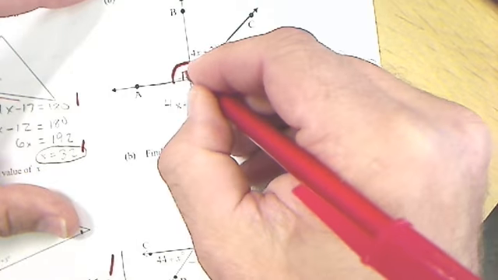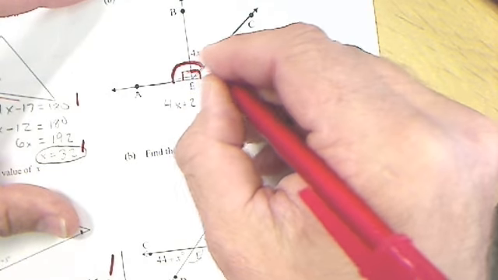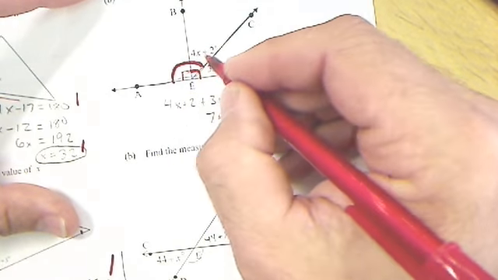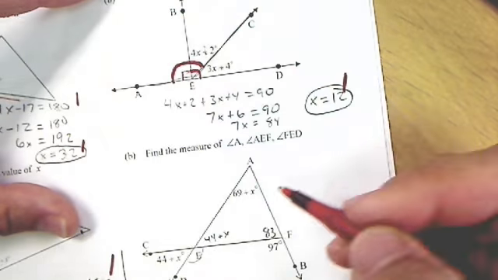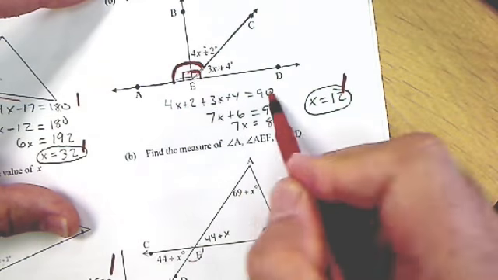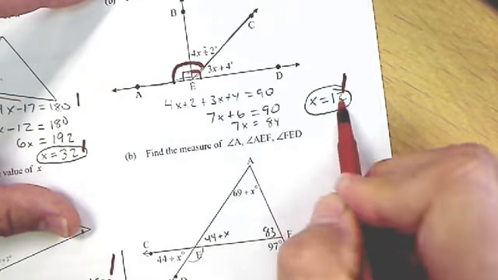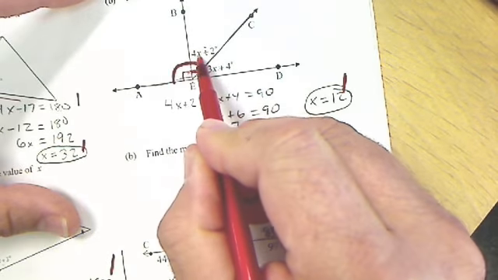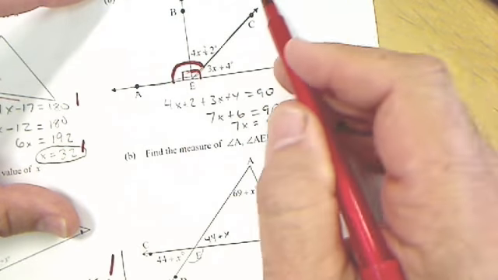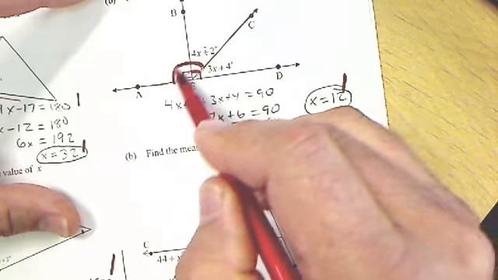I know this part's 90, so all I have to do is find x, plug it in here. I know these two add up to be 90. So add them together, they equal 90. Solve, and I get x equals 12. Plug 12 in, and you get 50. 50 plus the 90 here gives me that whole big angle.